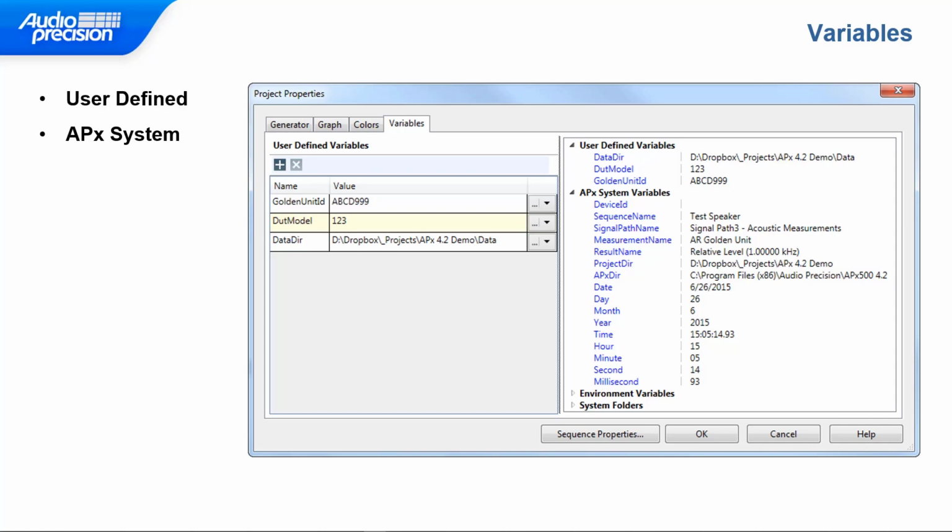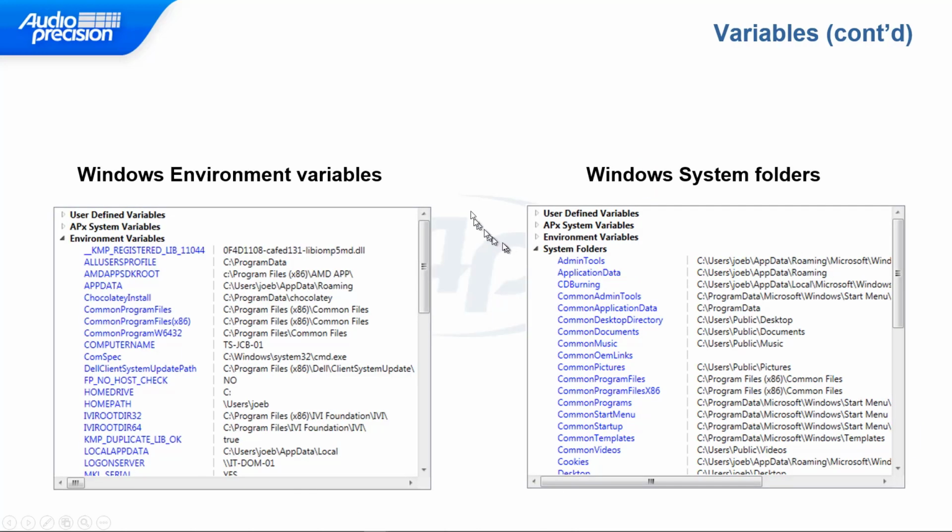APX project file. As shown on the left, you can also create user-defined variables. In this example, we have created variables to represent a golden unit ID, the device under test model, and the folder where data will be stored. Two additional classes of variables are available for use: Windows environment variables and Windows system folders. These are useful if you need to use standard Windows properties like the name of the user's PC or the folder path of the user's desktop.